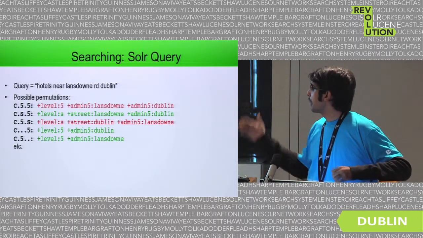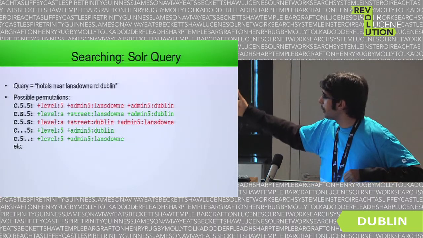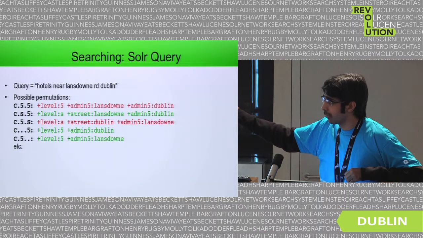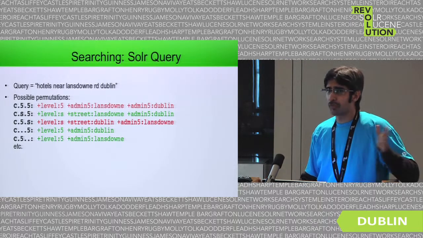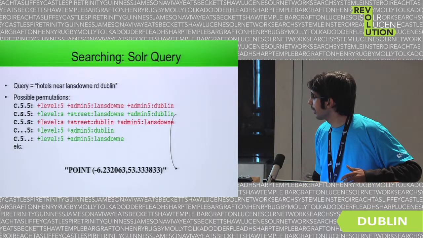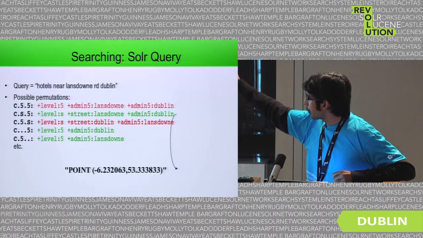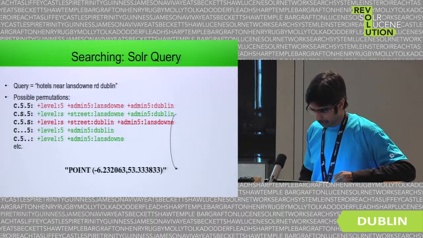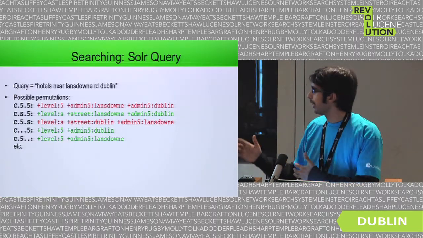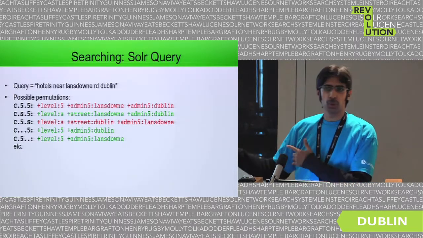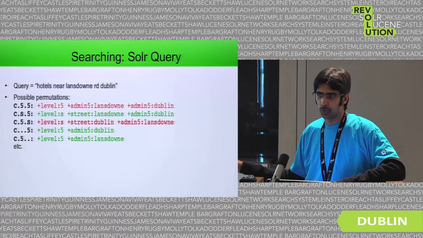So based on this, we understand that the most probable permutation for handling this query would be street being Lansdowne, administrative area 5 being Dublin, and the rest of it is probably unknown. There are other probable permutations, but the permutation that gives us the most maximal match for the location is the second one, and hence we go for a geocode immediately. By a geocode, we mean we just go to the index and actually get the geocode.